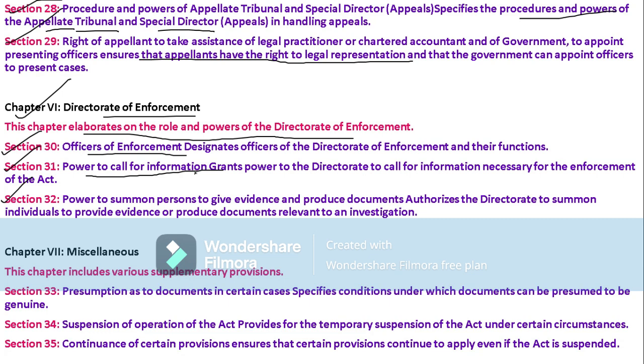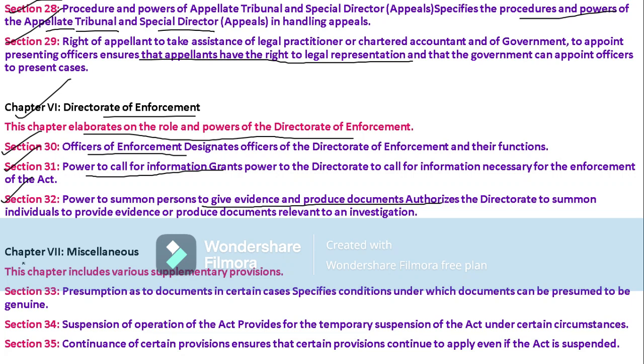And coming to section 32, power to summon persons to give evidence and produce documents. The authorities and the director can summon individuals to provide evidence or produce documents relevant to an investigation. They have every power to investigate the person who is contravening, and they can gather evidence from that person. They can enter the premises and gather the evidence, or else they can call upon that person to produce documents. So this is the power to summon persons to give evidence and produce documents.